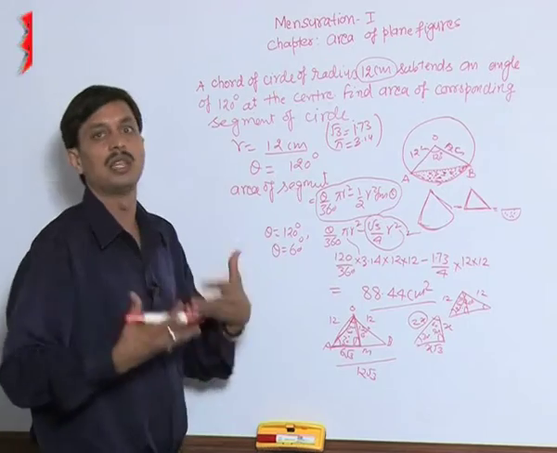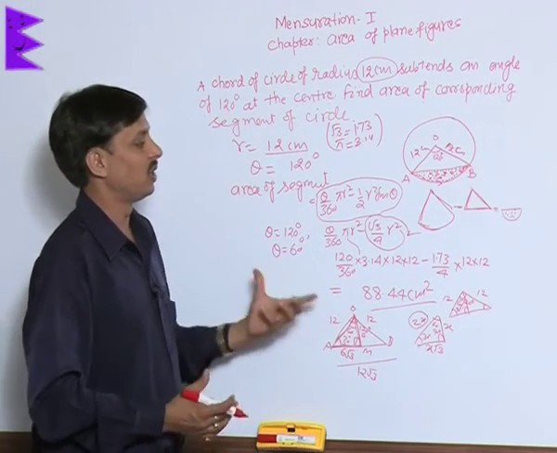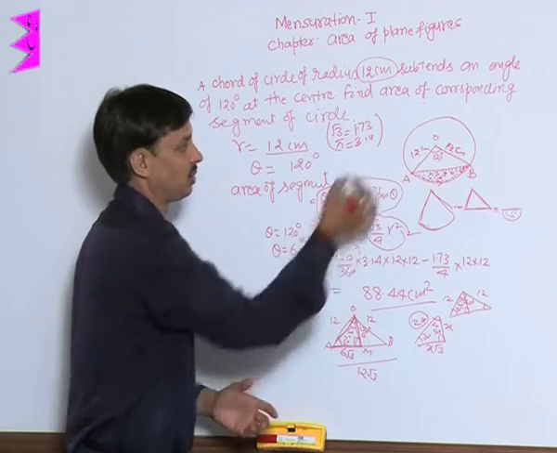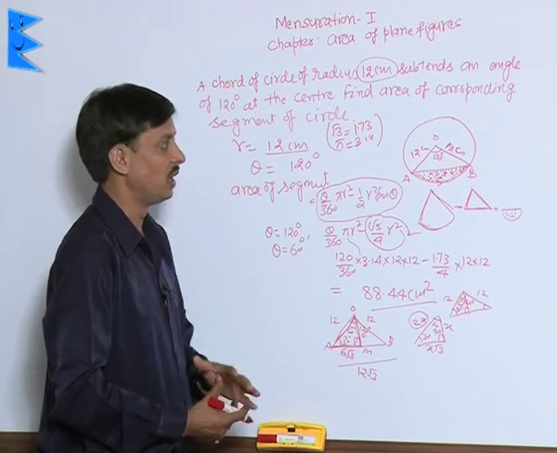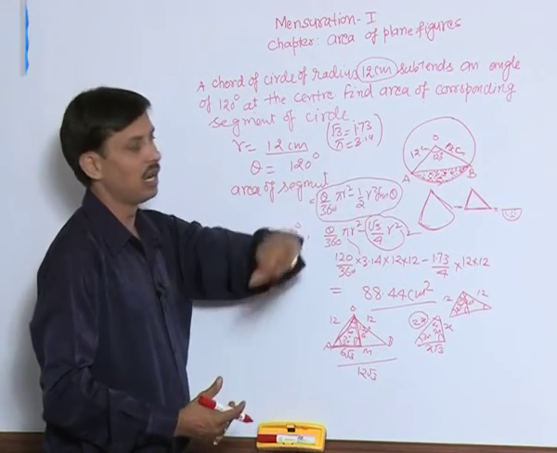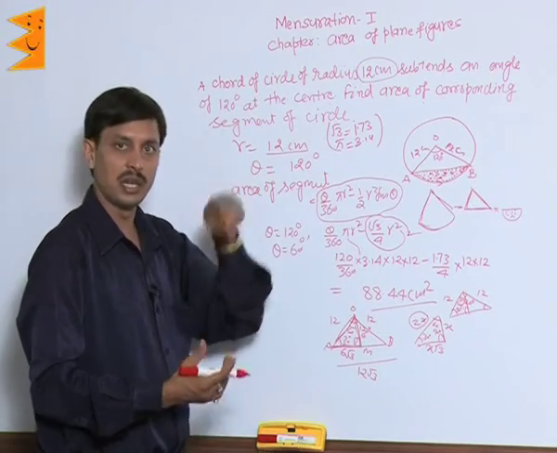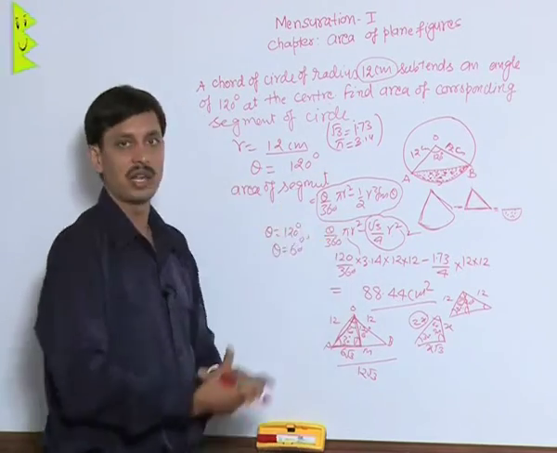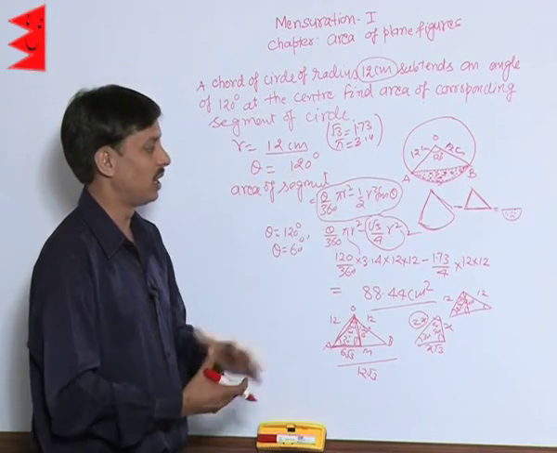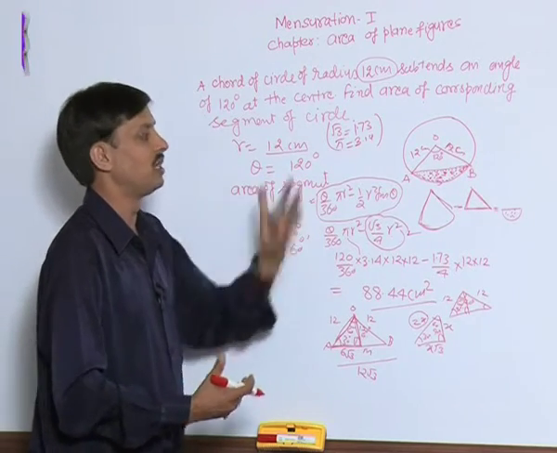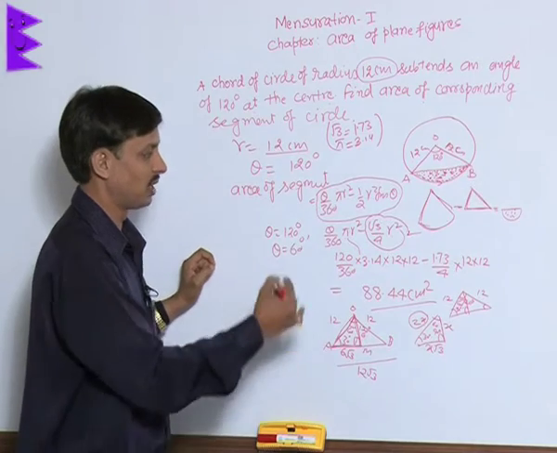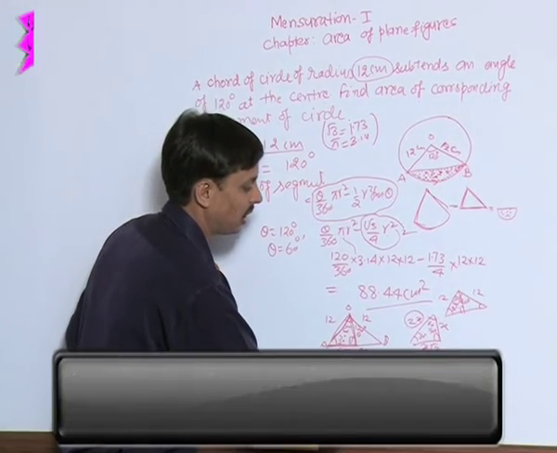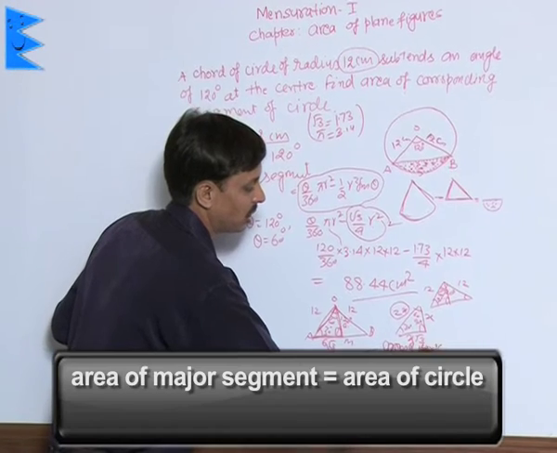Suppose you want to extend the question and obtain the area of the major segment. This is the area of the minor segment because this angle is 120 degrees, less than 180 degrees. Whenever the central angle measure is less than 180, the corresponding sector is minor, the corresponding arc is minor, and the corresponding segment is minor. If you want to calculate the area of the major segment, there is a direct formula which I am explaining here.